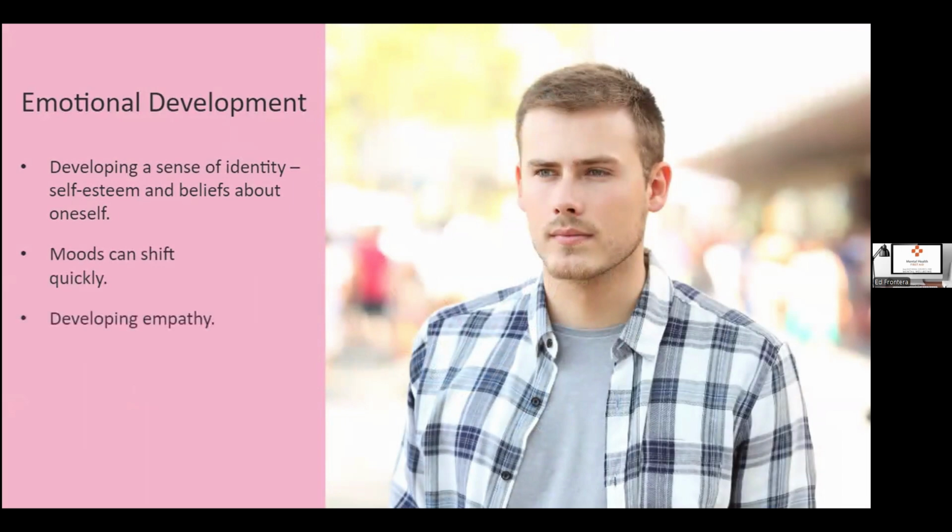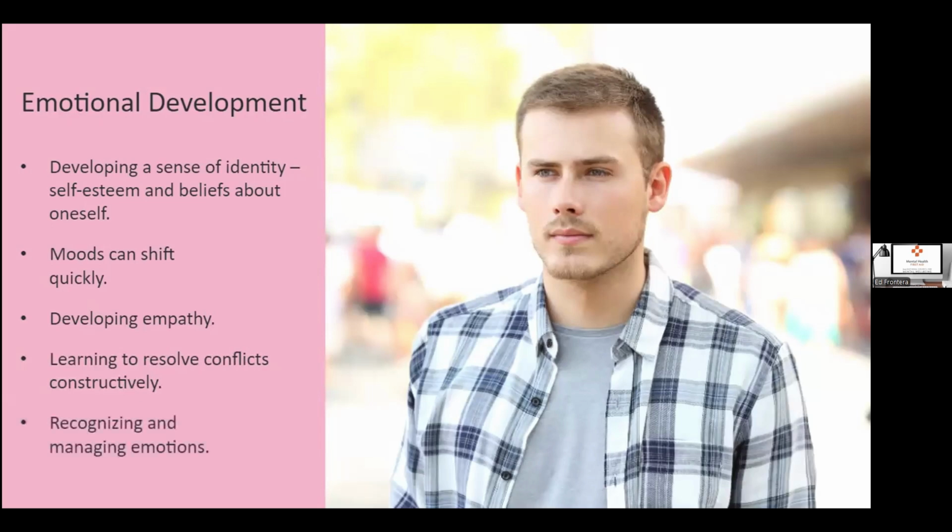Developing empathy and cooperation. Adolescents begin to regard moral choices as important to maintaining social order and ensuring positive relationships. Learning to resolve conflicts constructively. With developing executive functioning skills, adolescents are better able to resolve conflicts verbally and in a way that is beneficial for all parties. Recognizing and managing emotions. Adolescents are better able to identify their emotions and things that elicit those emotions. This helps them be better able to positively and proactively respond to their emotions.